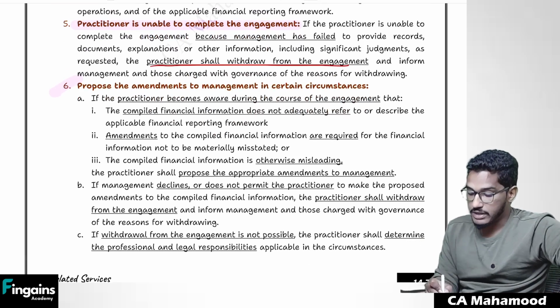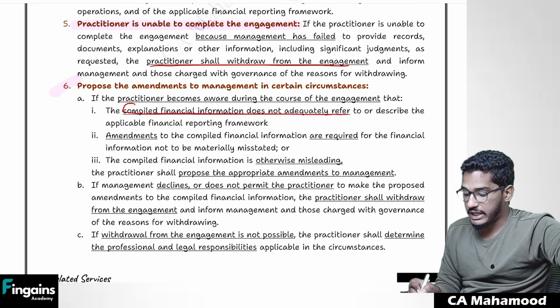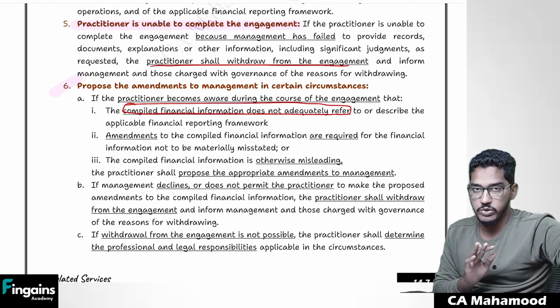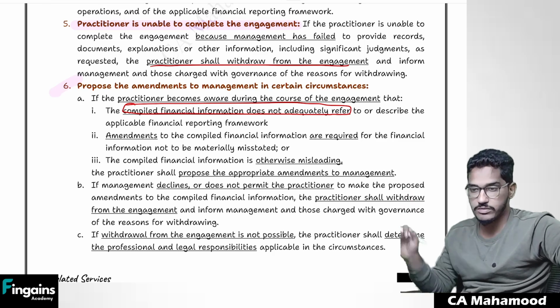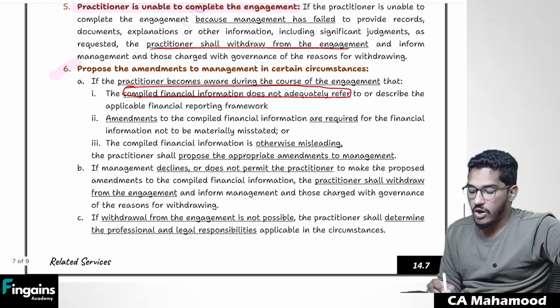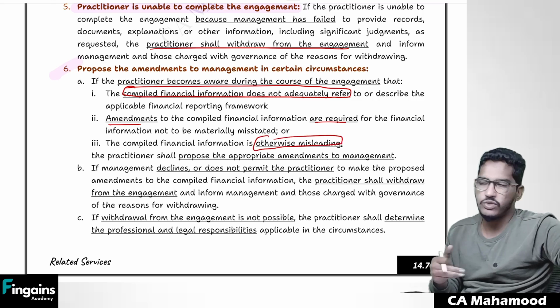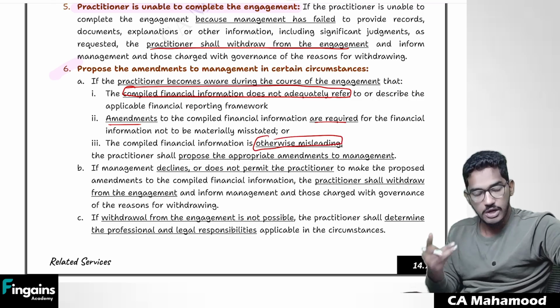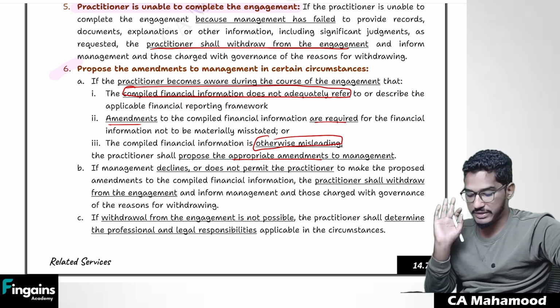Like as you could see here, as a practitioner, if the practitioner becomes aware during the course of the engagement that compiled financial statements do not adequately refer to the applicable financial reporting framework, you came to know that management has compiled the financial statements not in accordance with the applicable financial reporting framework, or amendments are required, or if you find that compiled financial statements are otherwise misleading, what you should do? So first you should go and advise the management, sir, please make the amendments to the compiled financial statement.